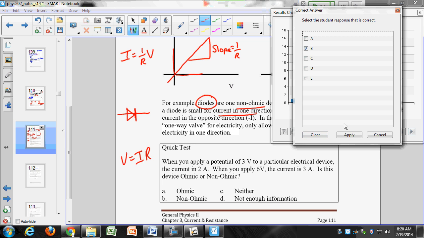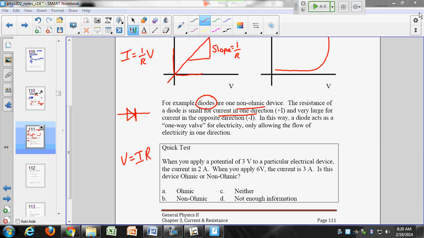So a simple way to look at this is just ask yourself, what is the resistance? R is V over I. So in the first case, it's 3 over 2, or 1.5. And in the second case, it's 6 over 3, which is equal to 2. So my resistance is changing for this device, so it has to be a non-ohmic device. All right. I just want you to know that these exist, ohmic versus non-ohmic devices.